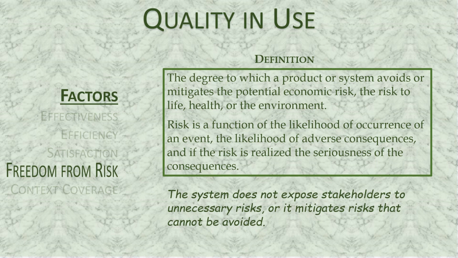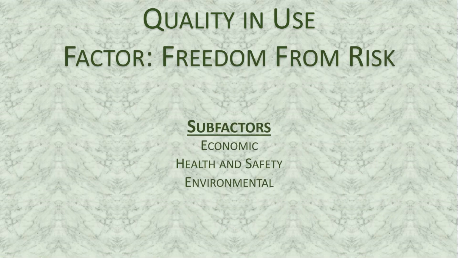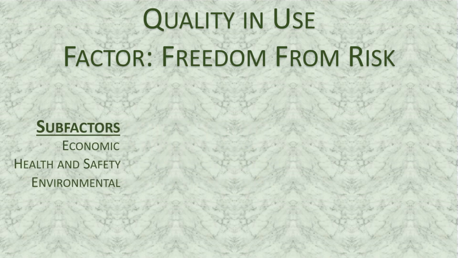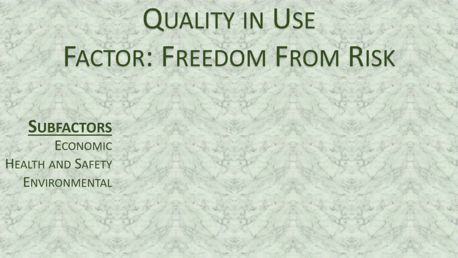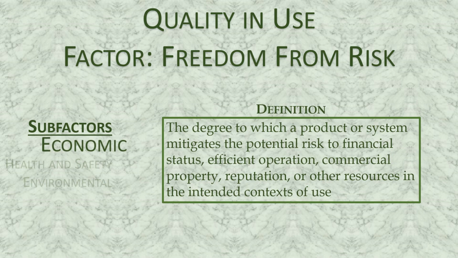Another way to say this is, the system does not expose the stakeholders to unnecessary risks, or it mitigates risks that cannot be avoided. Freedom from risk is broken down into three subfactors: economic risk mitigation, health and safety risk mitigation, and environmental risk mitigation. Freedom from risk subfactor, economic risk mitigation.